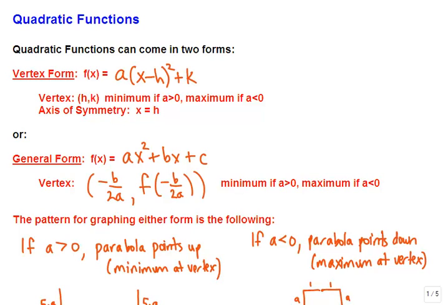Welcome to the video lecture on quadratic functions. This lecture is going to review some of the basic information, characteristics, and problems that you need to know how to deal with regarding quadratic functions. So let's start off with some important formulas.